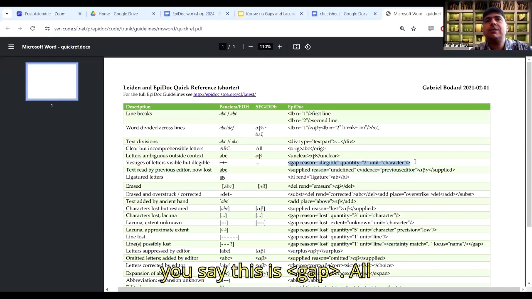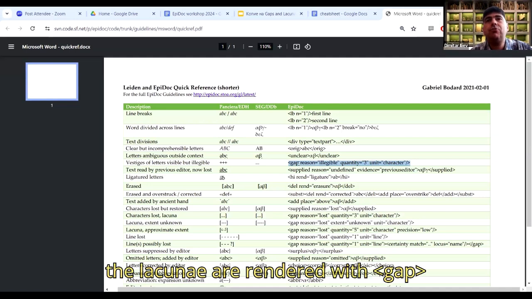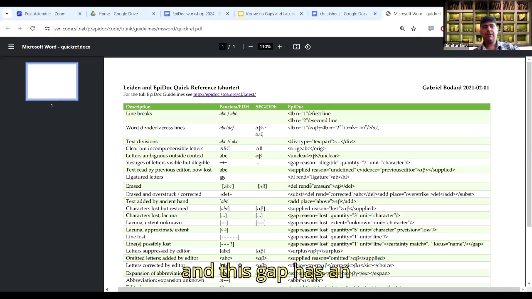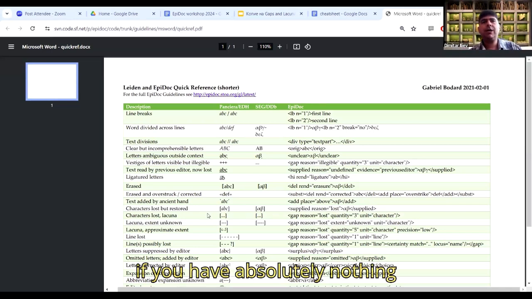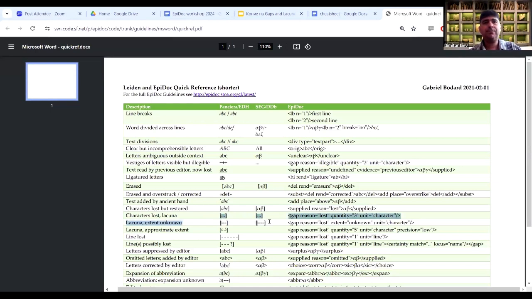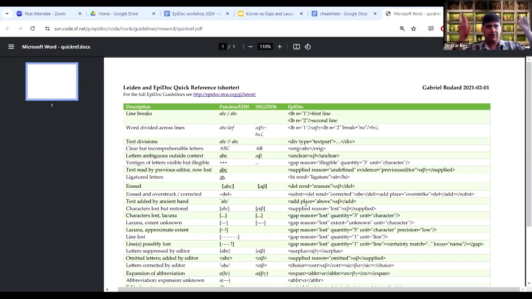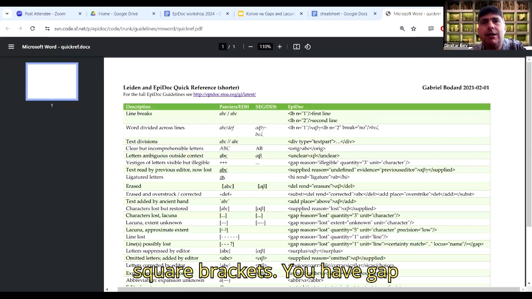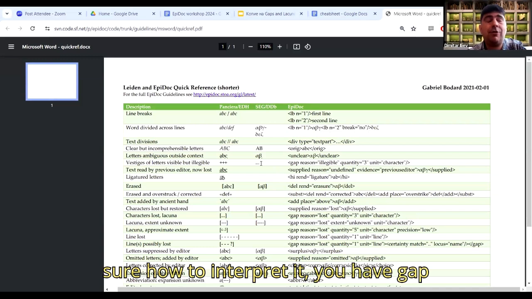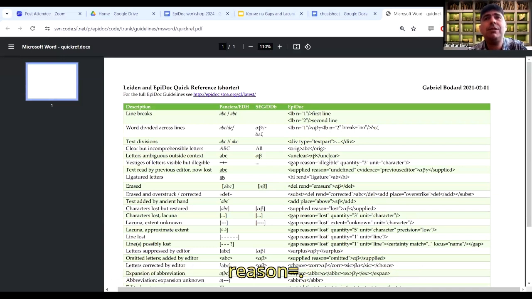You say this is gap. All the lacunae are rendered with gap. And this gap has an obligatory attribute reason. If you have absolutely nothing, these gaps are usually marked with square brackets, you have gap reason lost. If you have something there, but we're not sure how to interpret it, you have gap reason illegible.